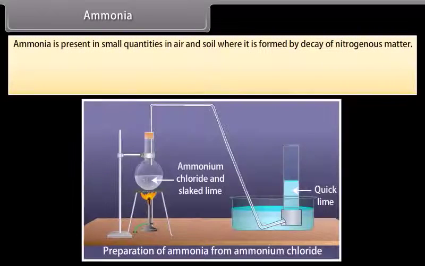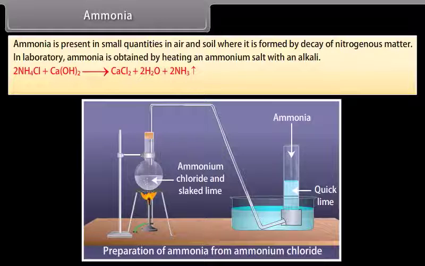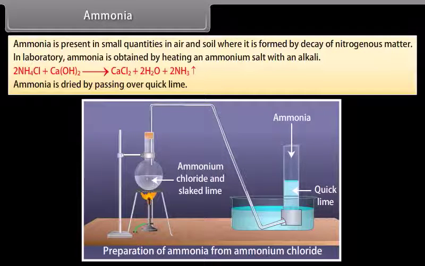Ammonia. Ammonia is present in small quantities in air and soil, where it is formed by decay of nitrogenous matter. In the laboratory, ammonia is obtained by heating an ammonium salt with an alkali. Ammonia is dried by passing over quicklime.